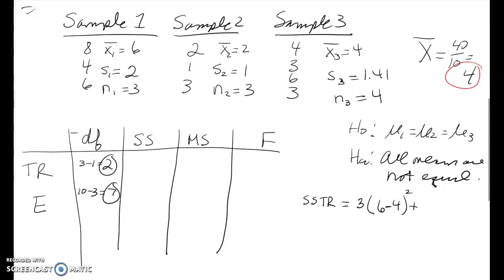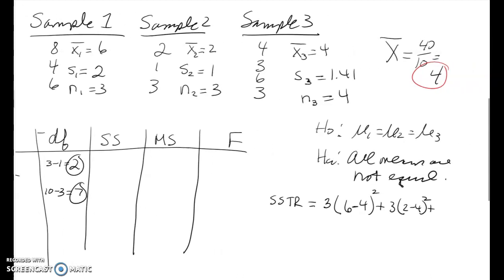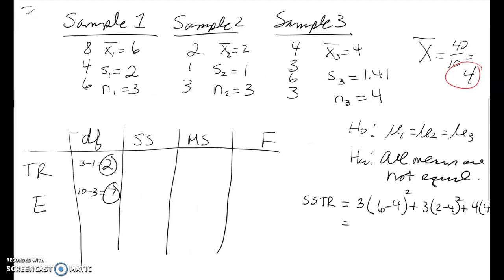So for the second one, we have a 3 again. But this time we have 2 minus 4 squared. And for the third one, we have a 4, and then I have 4 minus 4. Do the math, work that out, and you should get a 24. So 24, what goes in that location?